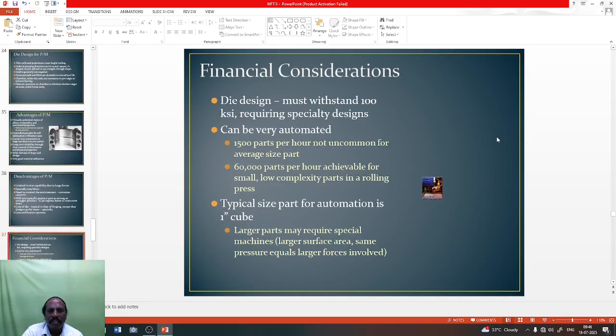Financial comparison. Die design must withstand many cycles and requires wear resistance. 1500 parts per hour is not uncommon for average sizes. 6000 parts per hour can be achieved for small, low complexity parts in a rolling press. Typical size of parts for automation is a 1 inch cube. Large parts may require special machines, because large surface area pressed means large force involved.